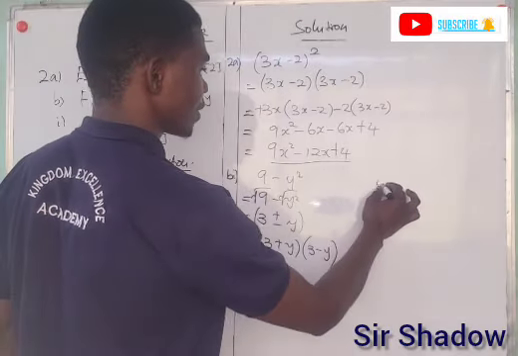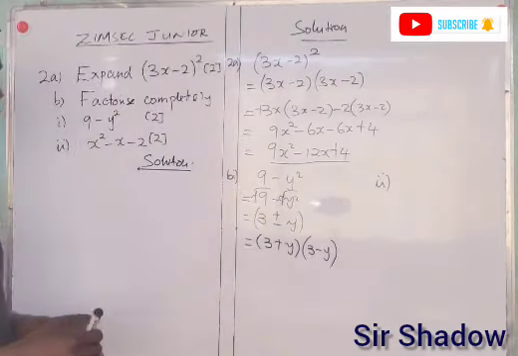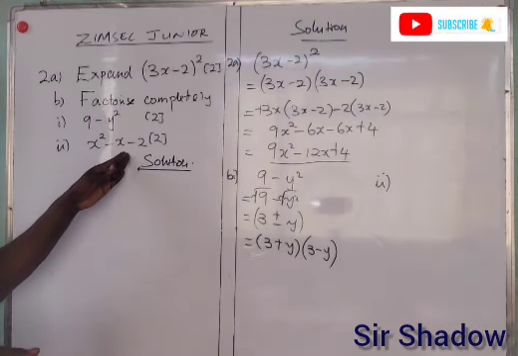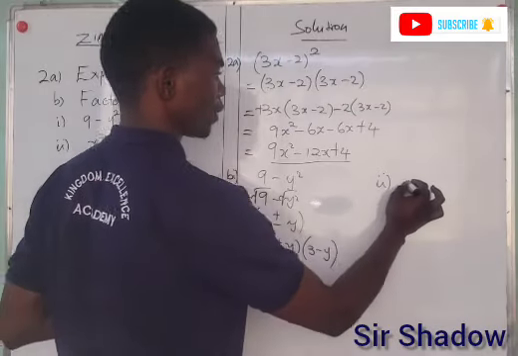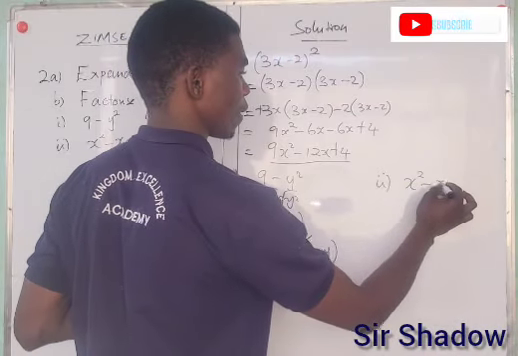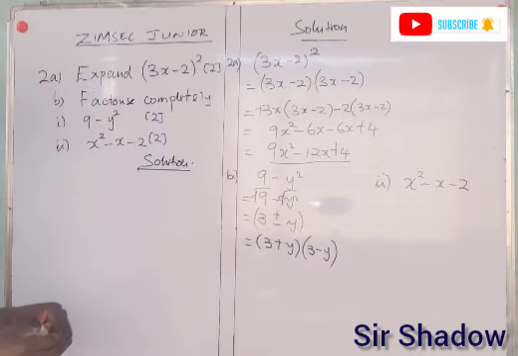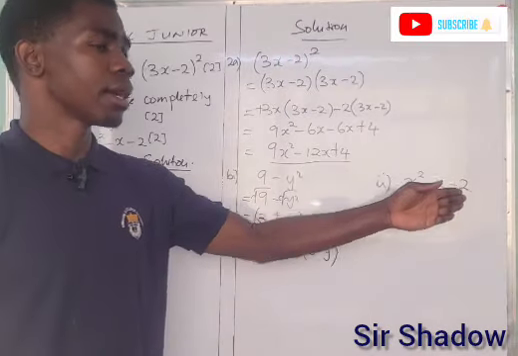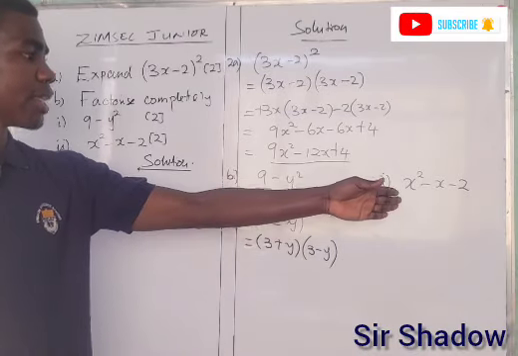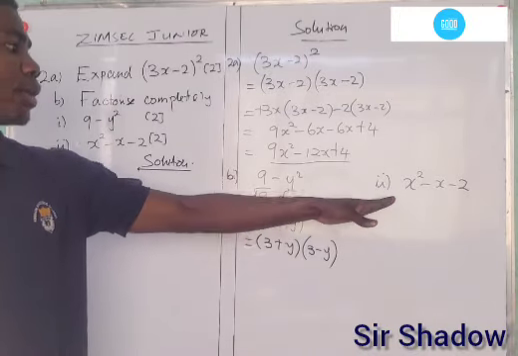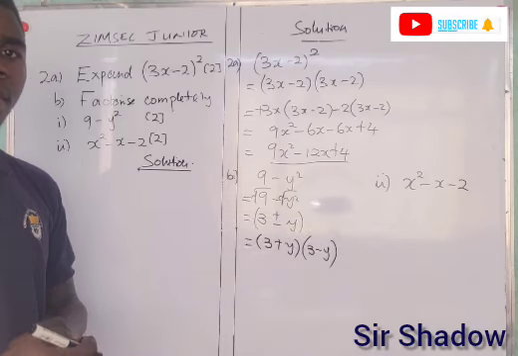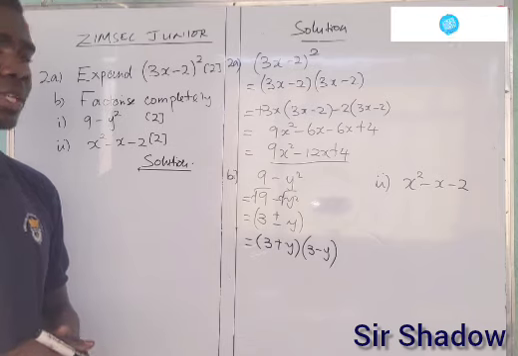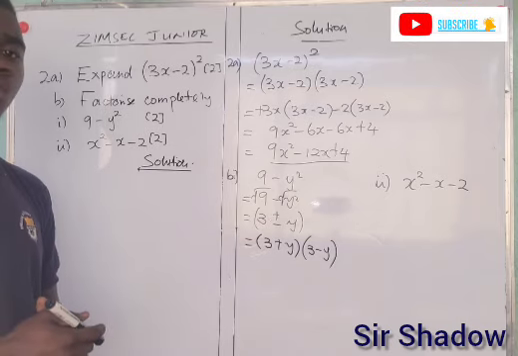Let's now work on the last part. On the last part, we are asked to factorize x squared minus x minus 2. X squared minus x minus 2. So under the factorization of this quadratic expression, I want to teach you the two major methods you can apply for us to factorize x squared minus x minus 2 completely.